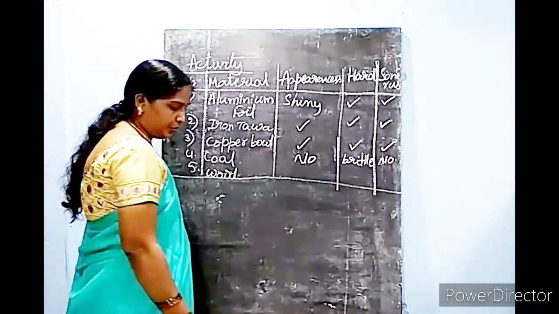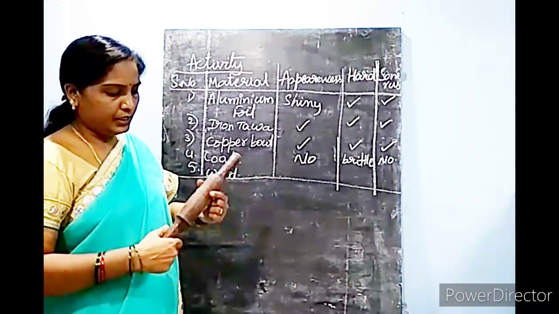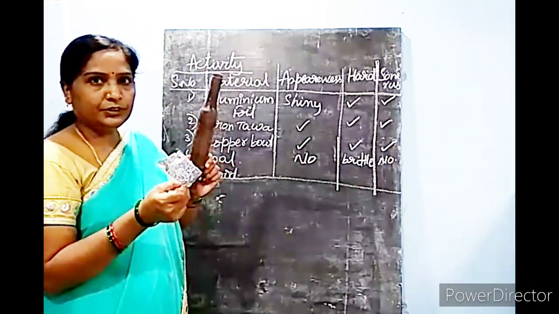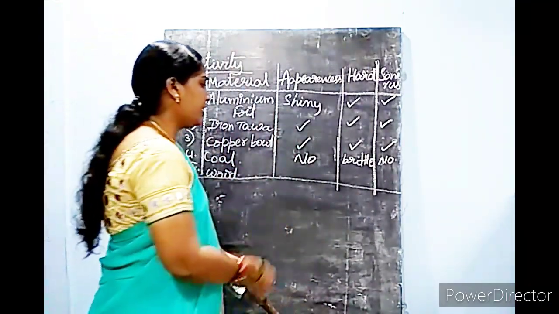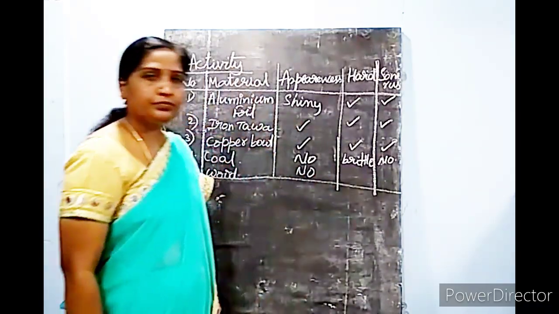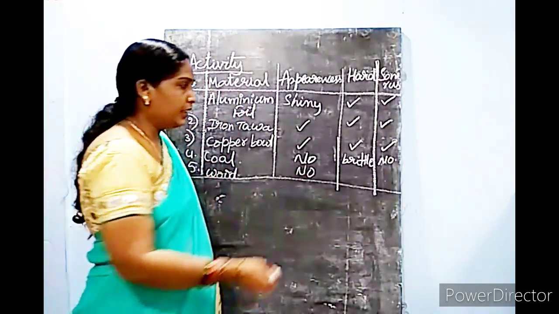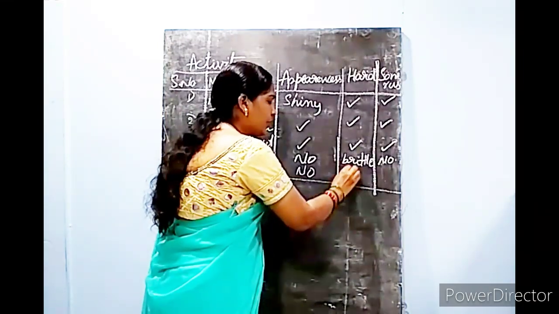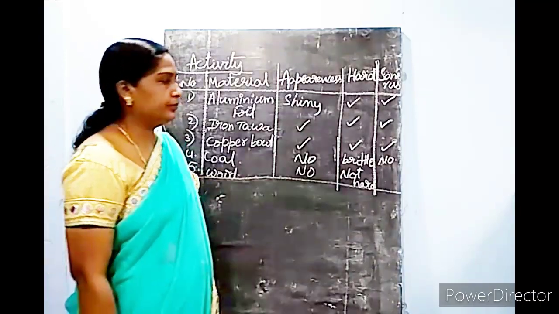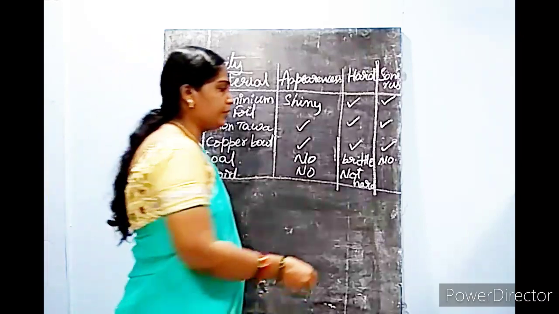And when we come to the wood, how does its appearance look? Is it shiny like aluminium? No, it's not shiny. And is it brittle or not? Not too hard, not too brittle. It's not too hard, but it is a little hard. And sonorous, will it make any sound when we drop it down? No.